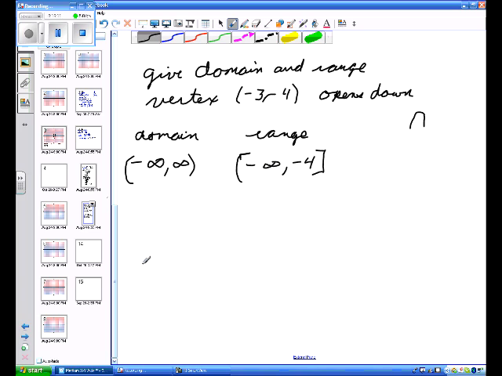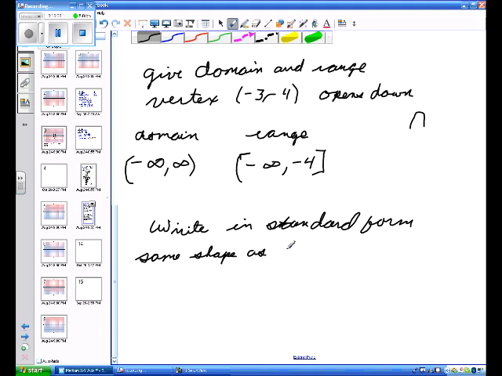You might be asked to write an equation. Let's say we want to write an equation in standard form for a graph that has the same shape as f of x equals 2x squared, and it's got a vertex at 7, 4.